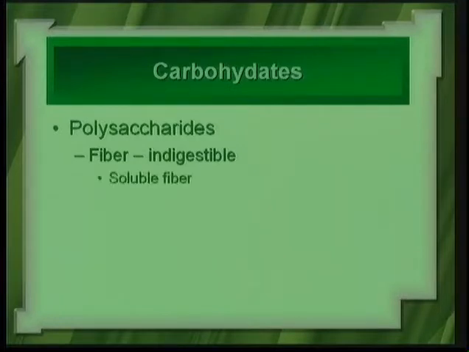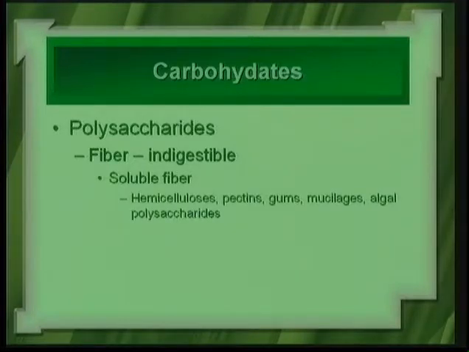The next thing is that there are two types of fiber. There's soluble fiber, and there are several different types. You can just scan your eye along this. This is all in your textbook, so don't worry about having to copy everything down right now. Among them, of course, are the hemicelluloses. You have the pectins. Pectin is something people use to make jellies with. You have fruit pectin. You have gums.